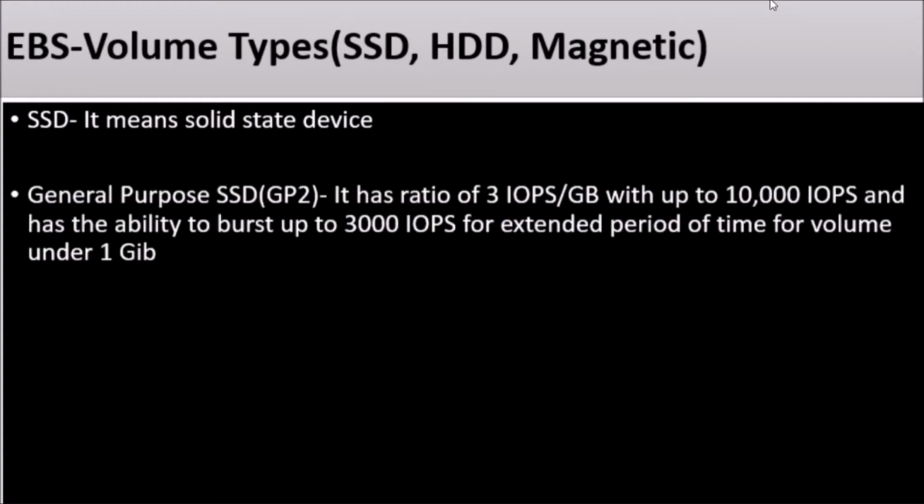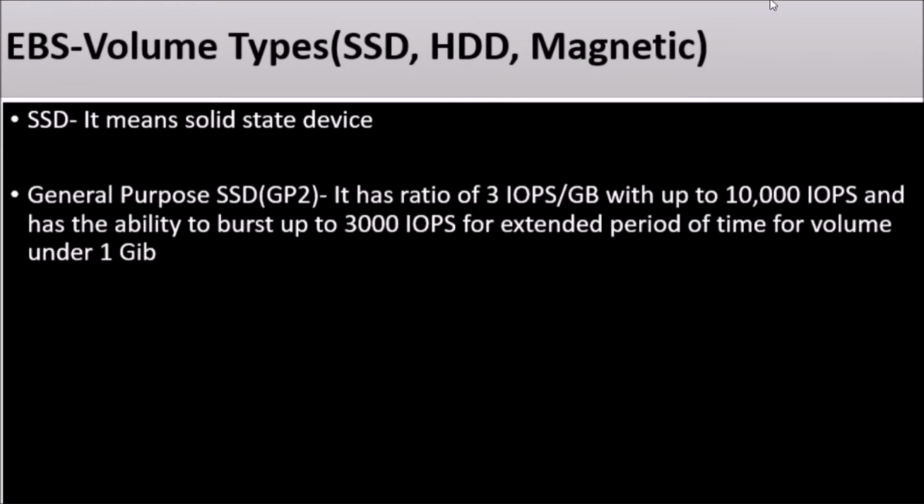Okay, so now EBS volume types. There are 3 types of EBS volume: SSD, HDD, or magnetic. Magnetic is also known as standard. SSD means solid state device. General purpose SSD, or GP2.